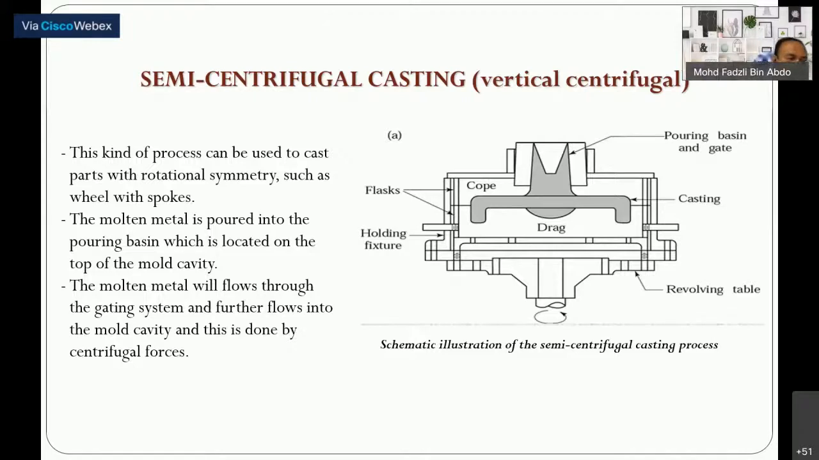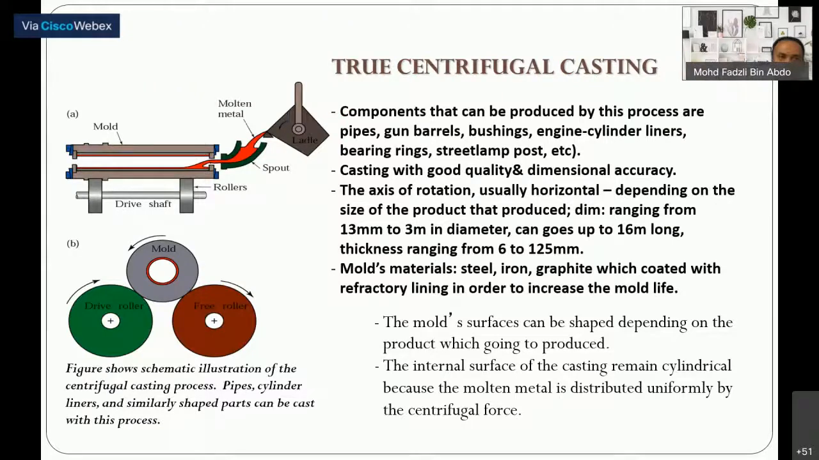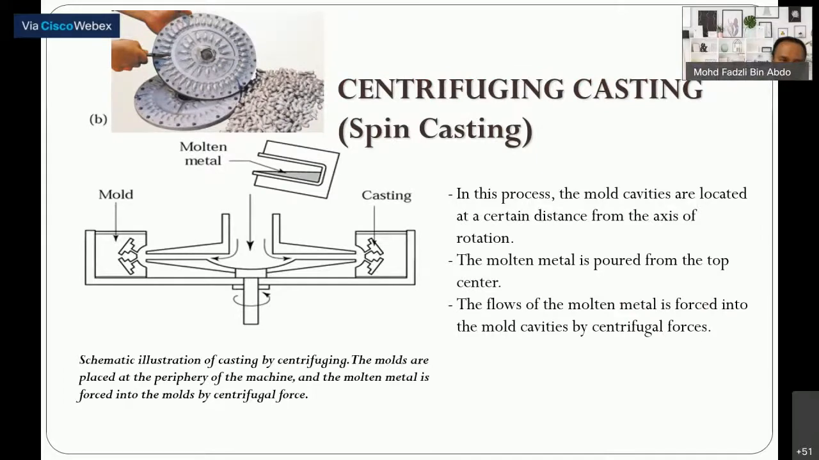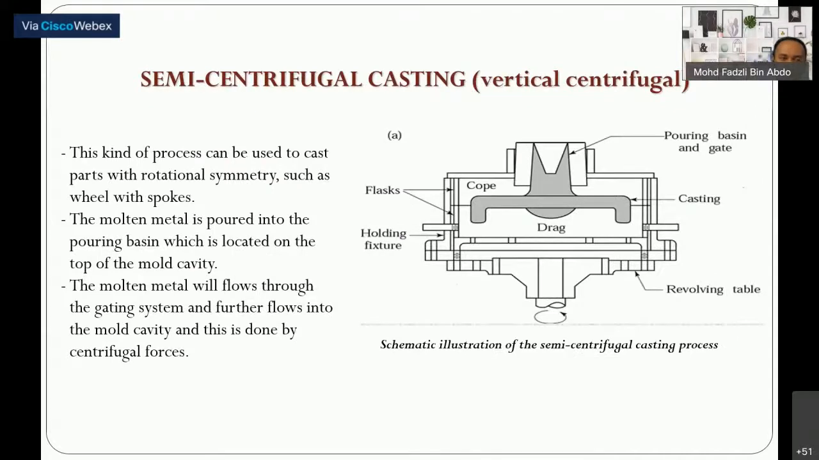Okay. The molten metal will flow through the gating system and further flow into the mold cavity, and this is done by centrifugal force. This is the schematic illustration of the semi-centrifugal casting process. To repeat: true centrifugal casting is horizontal, semi-centrifugal is vertical, and last but not least is centrifuging, also called spin casting. It looks more or less like semi-centrifugal or vertical casting.